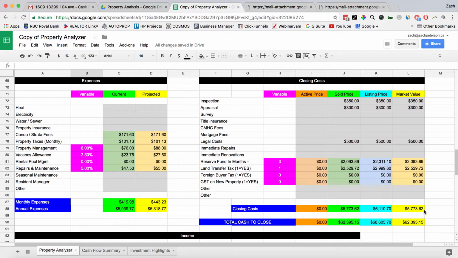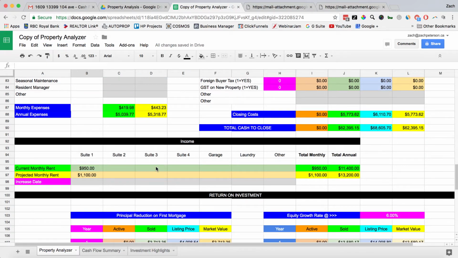So that's at the bottom here, looking at the market value, we have total closing costs of $5,773.62. If we add that onto the down payment, your total cash to close on this property is going to be $62,395.15.